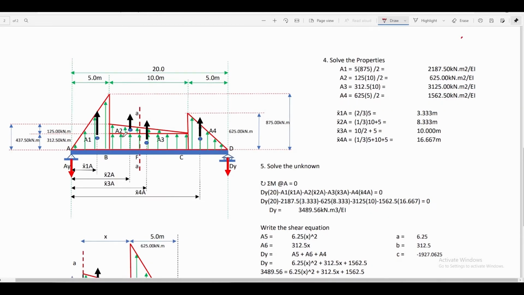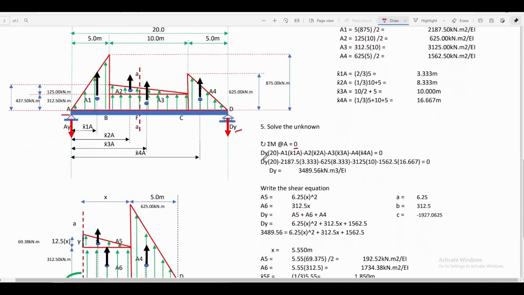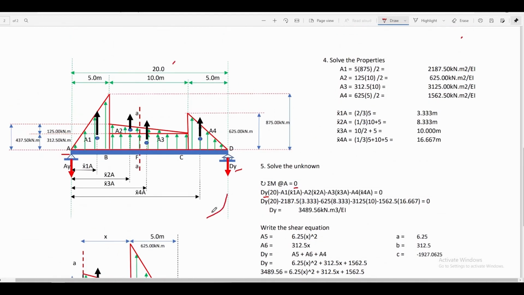After solving the properties of M over EI diagram, we can now apply summation moment at point A in order to solve for the unknown reaction at point D, that is dy. Applying summation moment at A is equal to 0. We have dy multiplied by the moment arm, that is equal to 20, is a clockwise moment with respect to point A. And area 1 multiplied by its moment arm x bar 1A is a counterclockwise moment with respect to point A. That is negative in our equation.